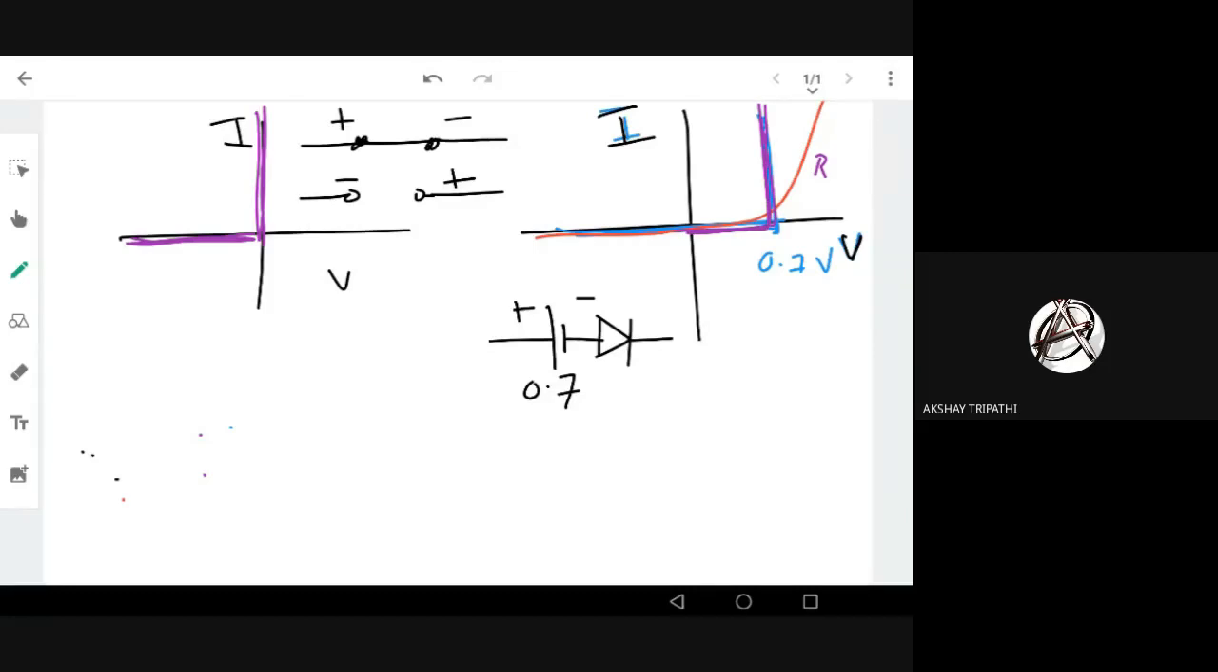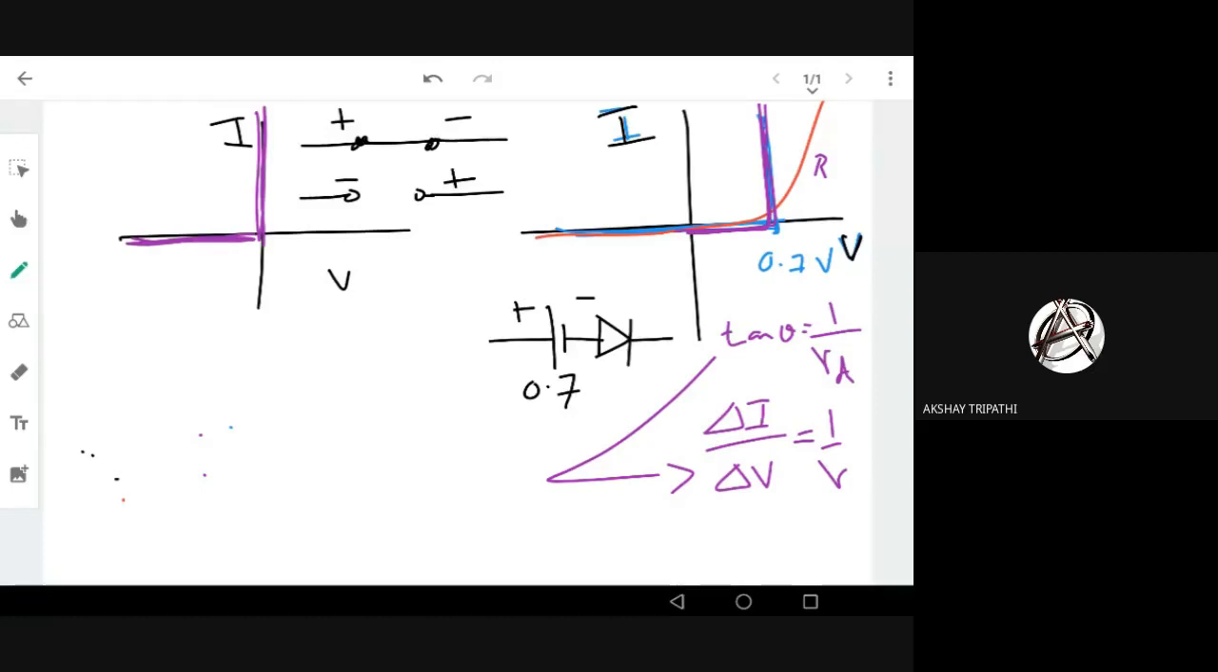Why is the resistance zero? Because we know tan theta here is nothing but the slope, which is nothing but 1 by the dynamic resistance RD, right? You can see the y-axis is delta I and the x-axis is delta V, so it's 1 by R. That is why I'm saying the slope gives the resistance. In the exact sense, slope is 1 by resistance, and tan theta is the slope.